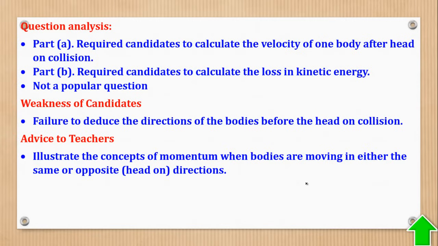Question analysis: part A required candidates to calculate the velocity of one body after a head-on collision. Part B required candidates to calculate the loss in kinetic energy. It was not a popular question, meaning few students attempted it. The weakness was failure to deduce the direction.